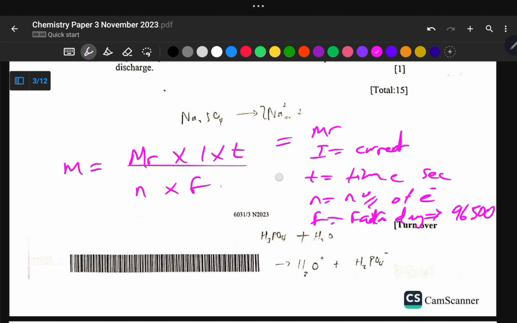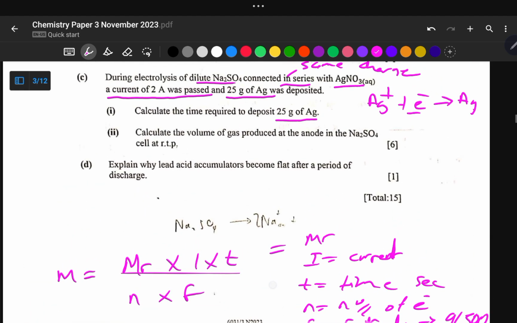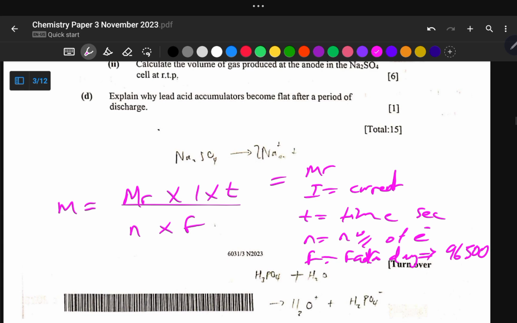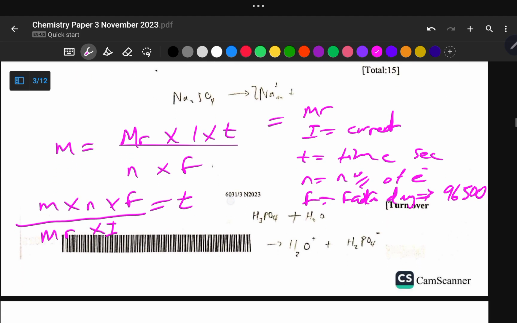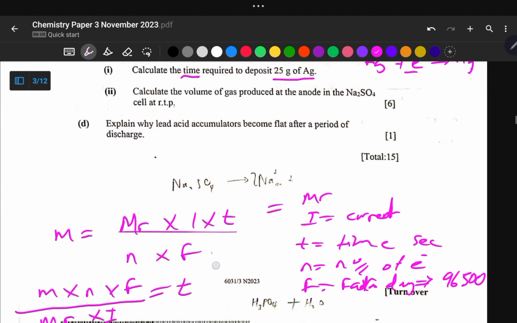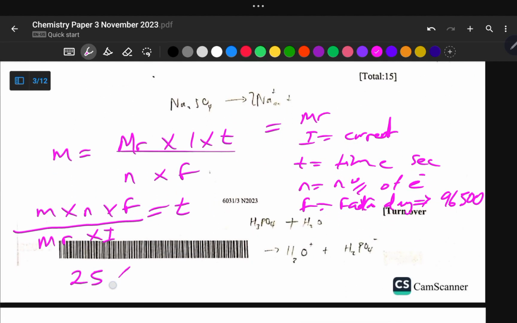which is equal to 96,500 coulombs per mole. And then we are simply going to make T the subject of the formula, because we are being required to calculate the time required to deposit 25 grams, right? So to make T the subject of the formula, T is equal to M multiplied by N multiplied by F all over mR multiplied by I, the current. So we are simply substituting. Our M, the mass, is equal to 25, multiplied by N.